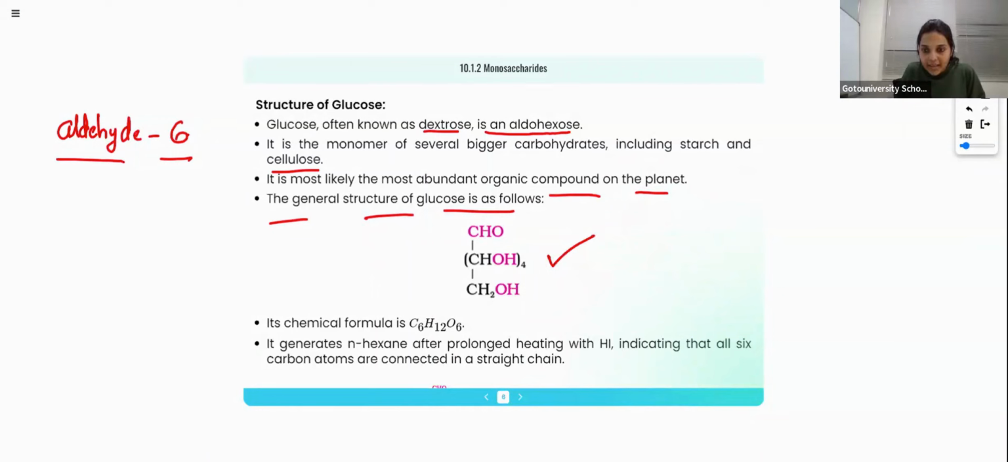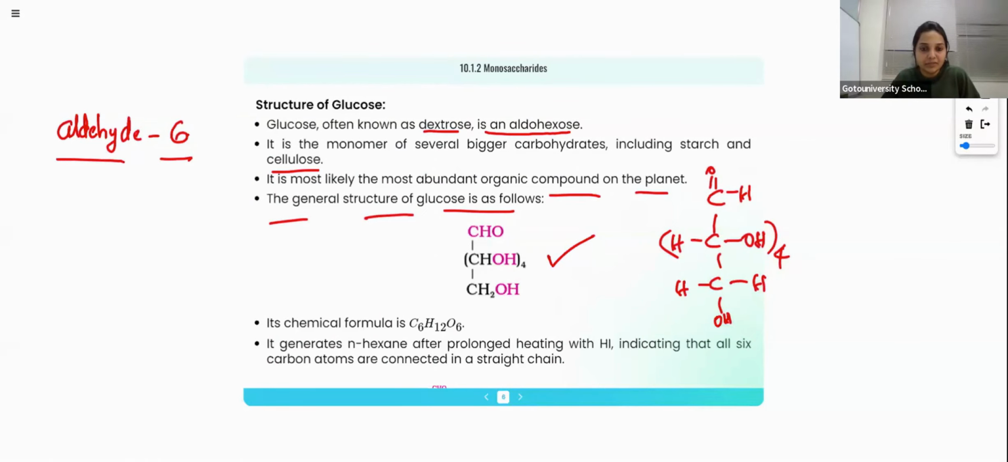See, here you can see the aldehyde group. Aldehyde group means it will be CHO. Then here carbon, then hydrogen and OH will be there. These units will be 4. Then the last one is CH2OH. That's why the formula is C6H12O6. Got it? It generates n-hexane after prolonged heating with hydrogen iodide, indicating that all 6 carbon atoms are connected in a straight chain. See, all these carbon atoms are in a straight chain, right? Yes.